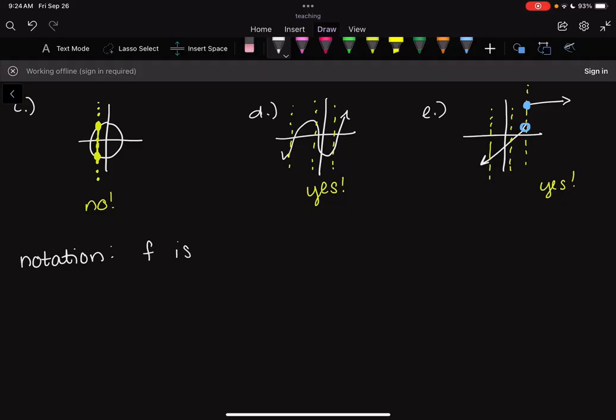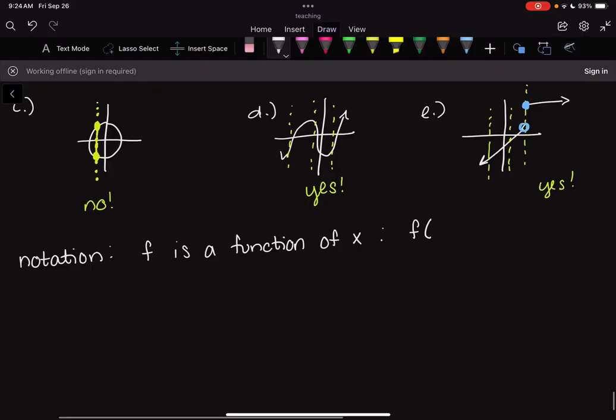If I say f is a function of x, the way that I can write that is like this, f parentheses x. This means f is a function of x. So this is saying that x is my domain. X is my input value. It's in the parentheses. It's the input value.